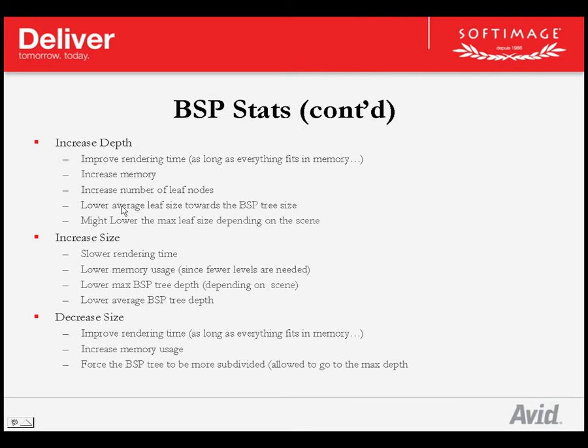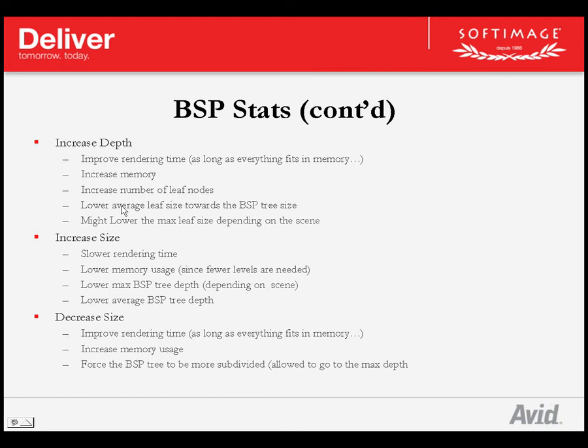So if you give it an infinite depth, then what it's going to do is subdivide, and then stop once the leaf node contains the BSP tree size number of triangles. When the average leaf size and the BSP tree size are equal, it means that you pretty much went to the maximum. You are really optimal. This might also have an impact by lowering the max leaf size, depending on the scene.